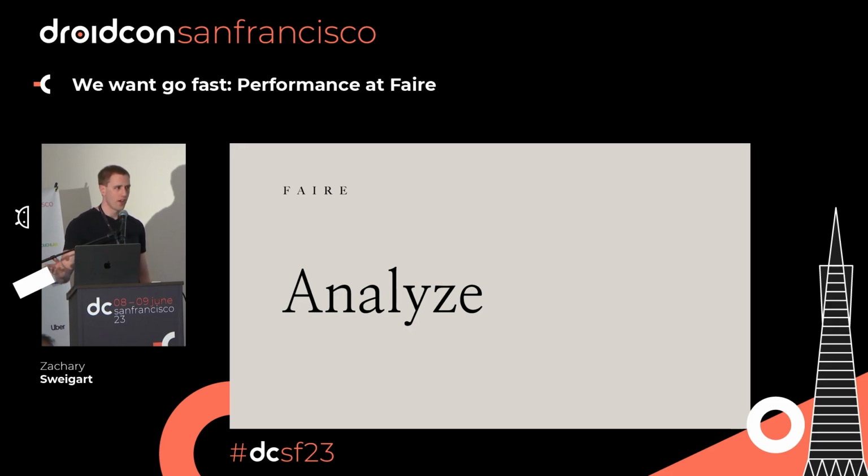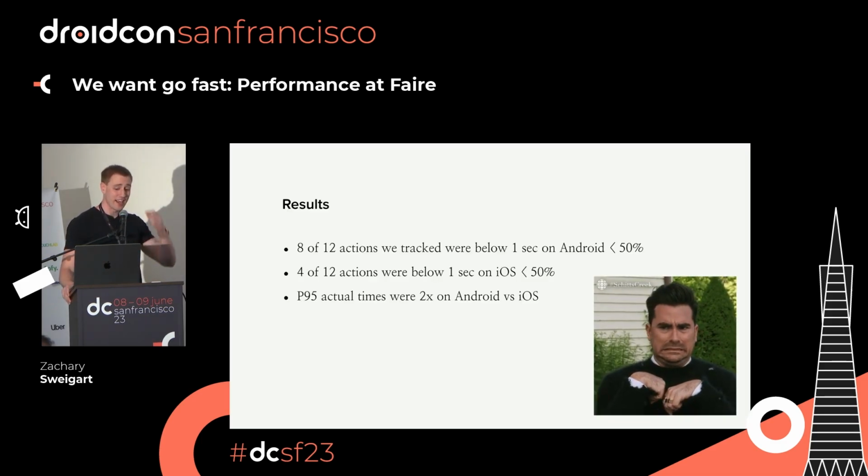So we put this out in the wild, we gather a whole bunch of data from end users, and you'll want to gather data from end users because running it on an emulator on your device on Wi-Fi is not really realistic to how users are going to be using your app. So from the raw numbers, we gathered that 8 of the 12 actions we cared about were only below 1 second 50% of the time on Android, and the iOS team was only for 4 of the actions, so there was a little bit of competition going on there.